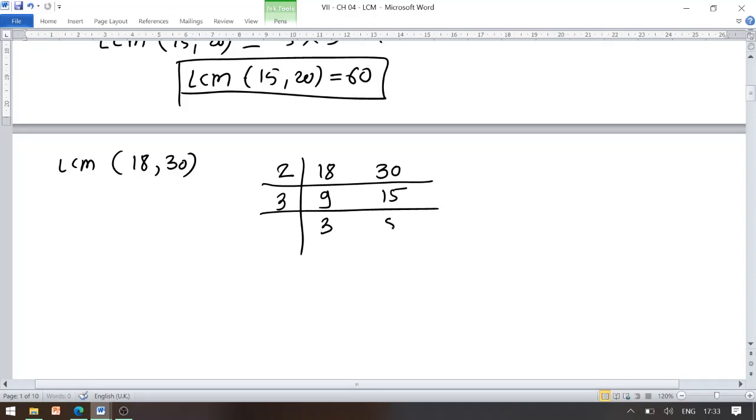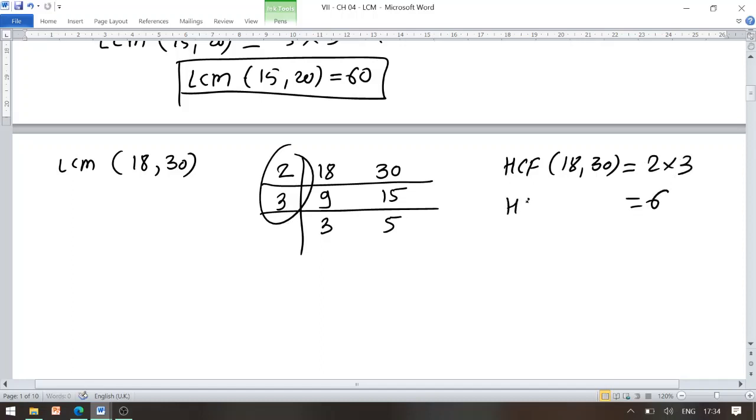3 threes are 9 and 3 fives are 15. Now we can't have any common divisor that divides both 3 and 5 simultaneously. Hence our vertical division is finished. Suppose we now evaluate the HCF of 18 and 30. We know that it is the product of all common divisors we have for 18 and 30, that are 2 and 3. So 2 threes are 6 is the HCF, or we may say the GCD. Keep in mind, the greatest common divisor of 18 and 30 is equal to 6.